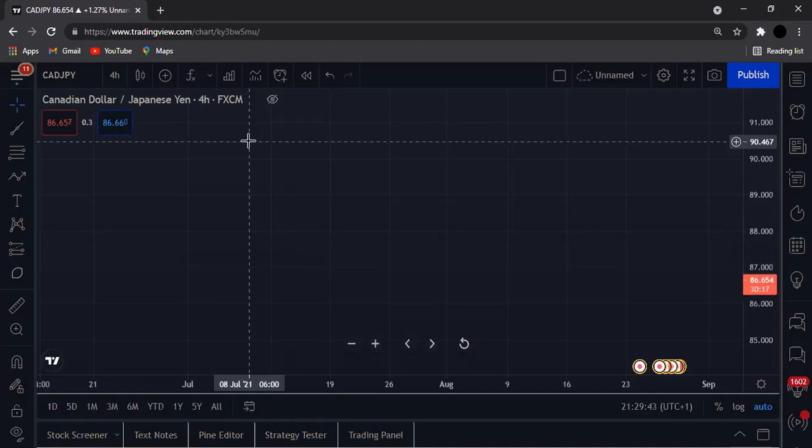Some people don't use these platforms at all. They just sit on their screen with CNN or BBC, or whatever. They listen to business news and pick their trades based on that news. So that is fundamental analysis.